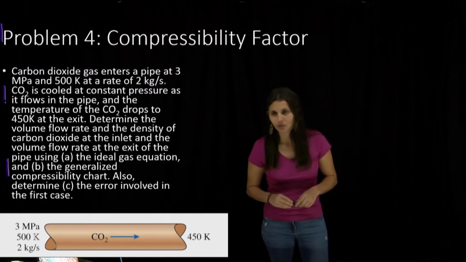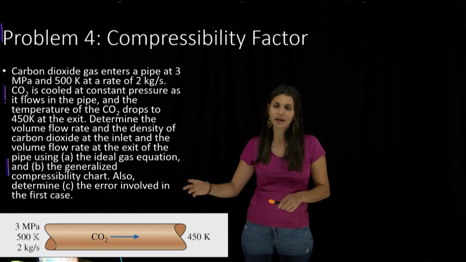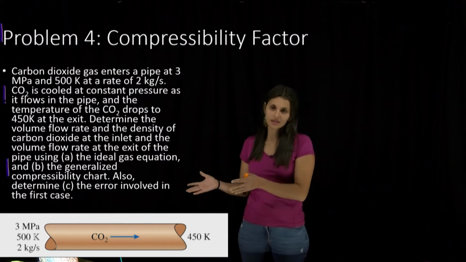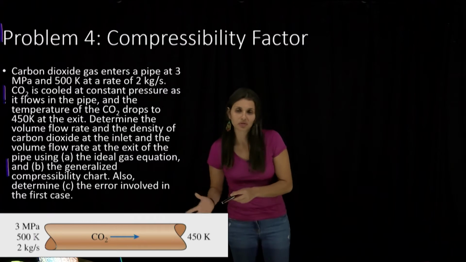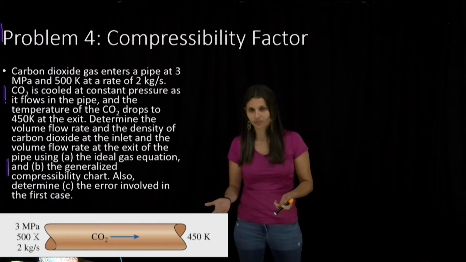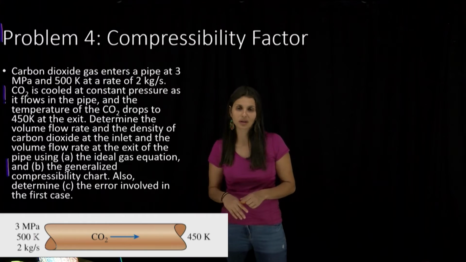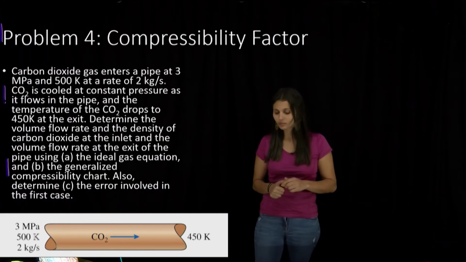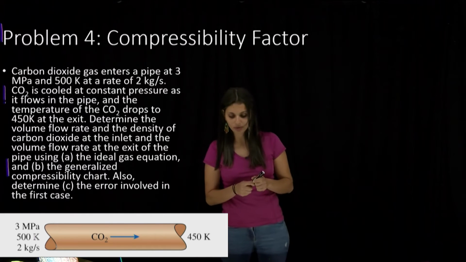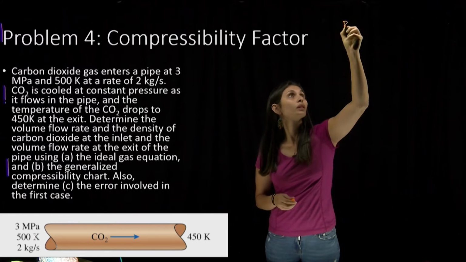Okay, I already have the schematic of the situation here. There's a pipe with carbon dioxide flowing through it, and it has the initial pressure, temperature conditions, and the mass flow rate. As it flows through the pipe, the temperature goes down to 450 Kelvin. So the first thing we're going to do is write down the properties for this problem.